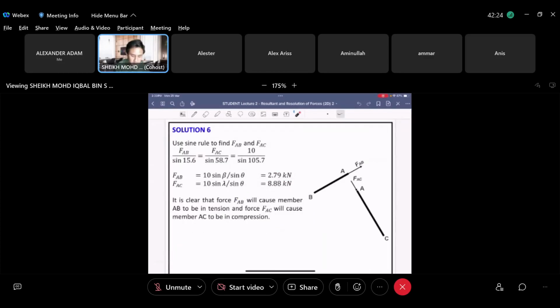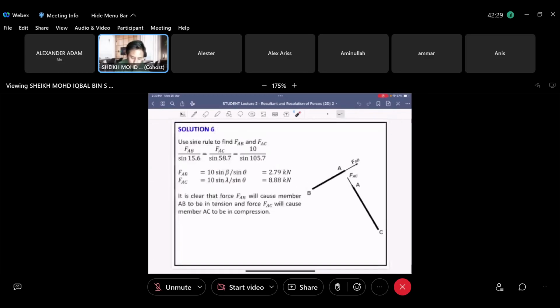This is basic math. You can resolve it. And finally, you have your FAB 2.79 kilonewton and FAC 8.88 kilonewton, right? Finally, you have successfully resolved your forces, and you know the magnitude of those two forces that you have resolved, all right?